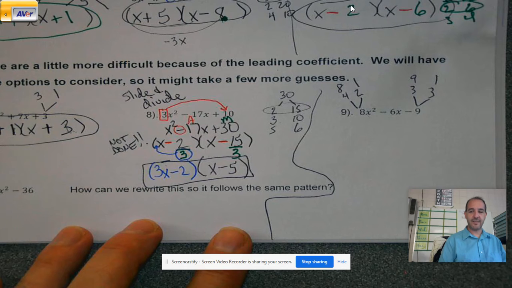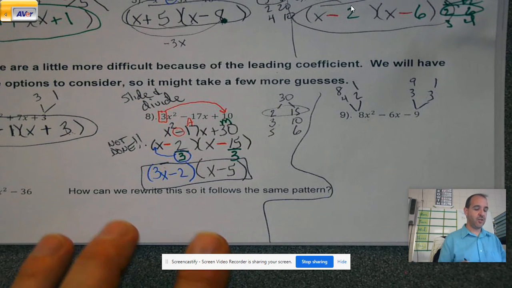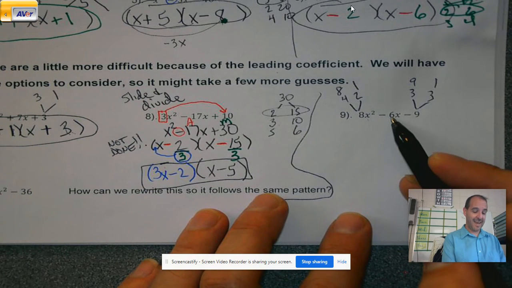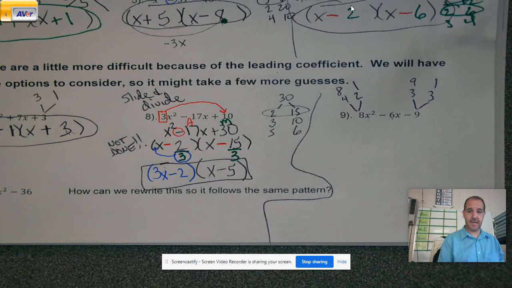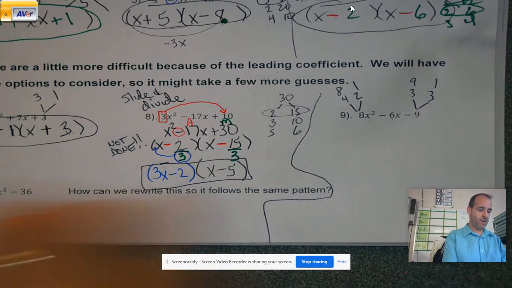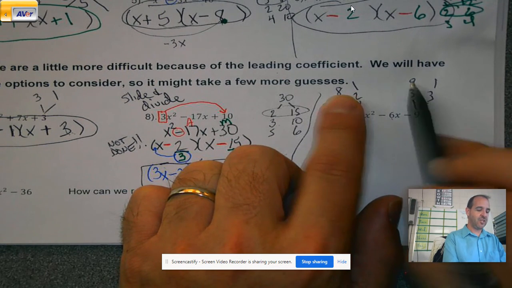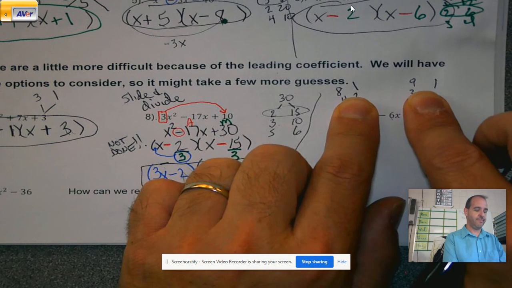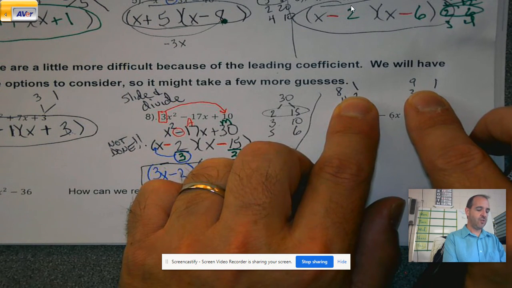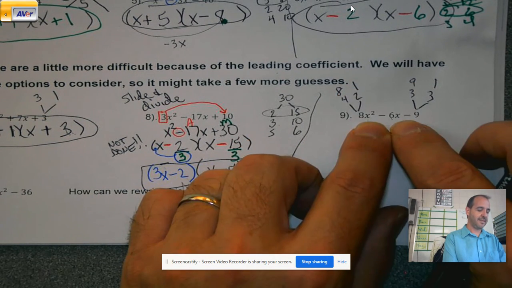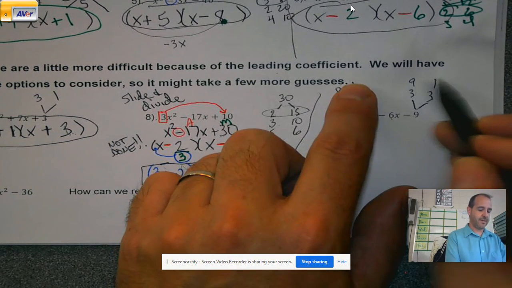I need to find myself a pair, one pair from here, one pair from here, that when I do the middle part of FOIL, the O and the I, I get 6, or I find a way that I can get to 6. Okay? So let's say, for instance, if I do this, I'm looking at this and I'm going, okay, 8 times 9 is 72. Oh, yeah, that's way too big. And 1 times 1, no, that's not going to work. What if I do 8 times 1 and 1 times 9? Well, that's 8 and 9. Can I get to 6 that way? No. Okay. So that pairing isn't going to work.